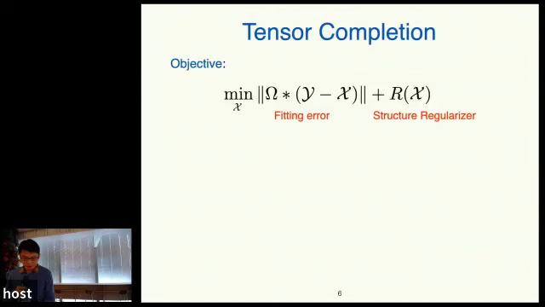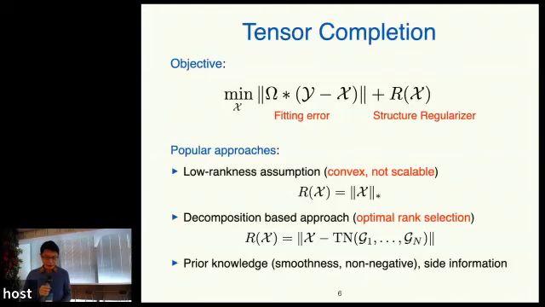This regularizer is most important to make this problem have a solution, because otherwise the problem is ill-posed. There are some standard approaches, like we can assume a low-rank structure, because low rank means your data has some specific patterns, like a low-dimensional space. However, when the data is a tensor, it's difficult to define low-rankness. For a matrix, we know the nuclear norm is an upper bound of the rank function, but for tensors, there's no clear definition of nuclear norm.